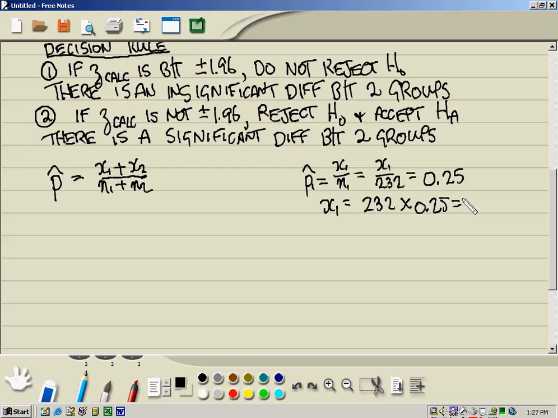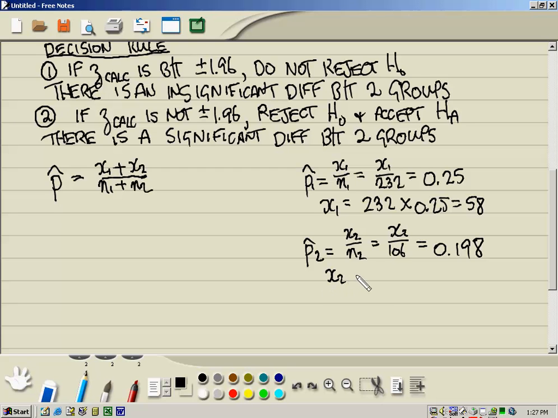Remember that the x's have to be whole numbers. Alright, so this is the number of people: 58 people in that group of 232 had this as their primary desire. And then going to p hat 2, the formula for that is x2 divided by n2. We know what n2 is, so this is x2 divided by the n2 of 106, and the result that was given to us is 0.198.